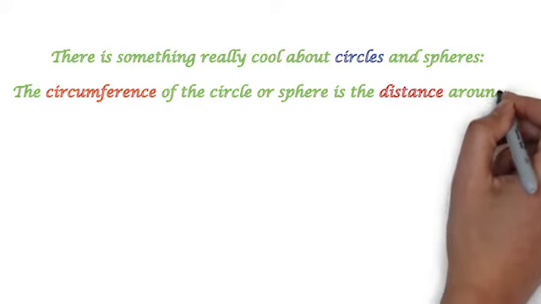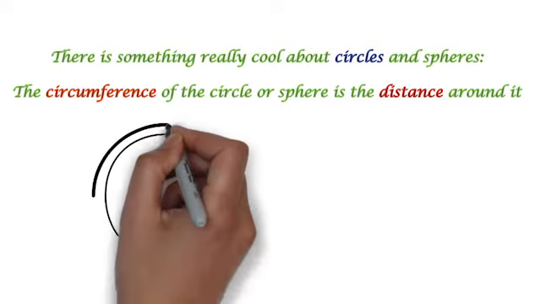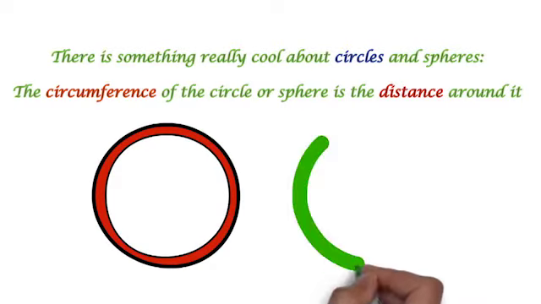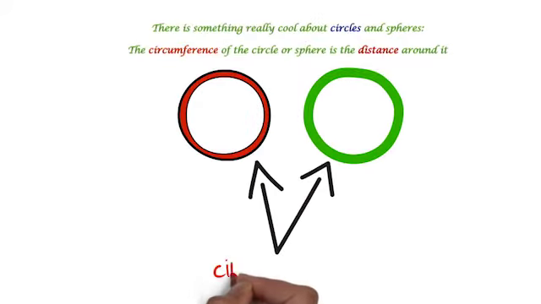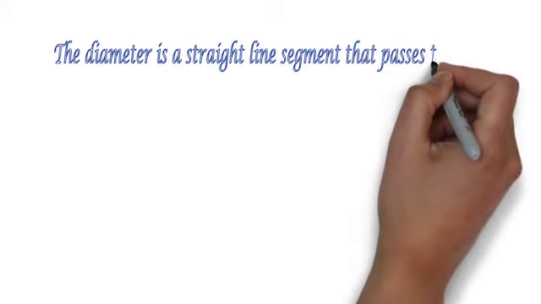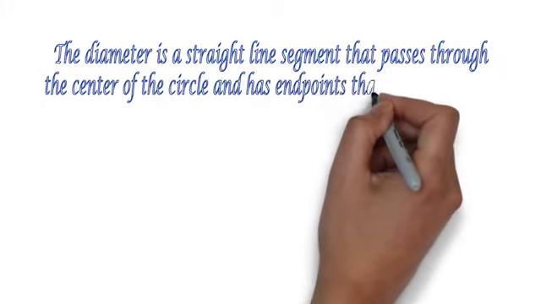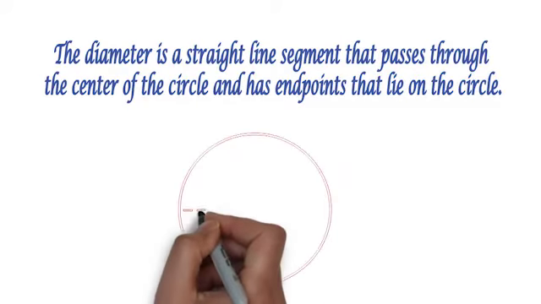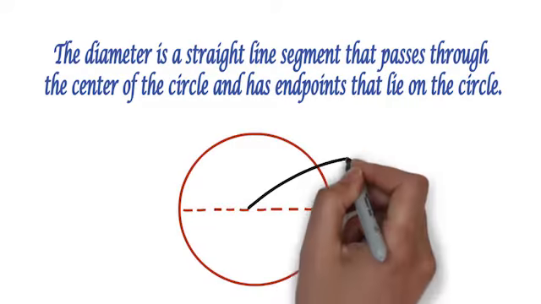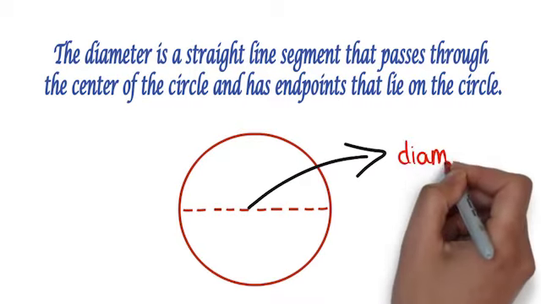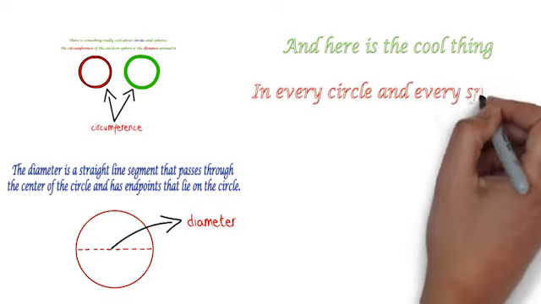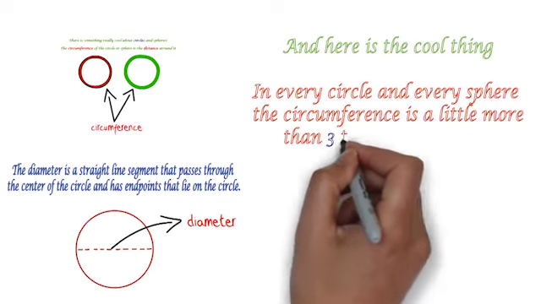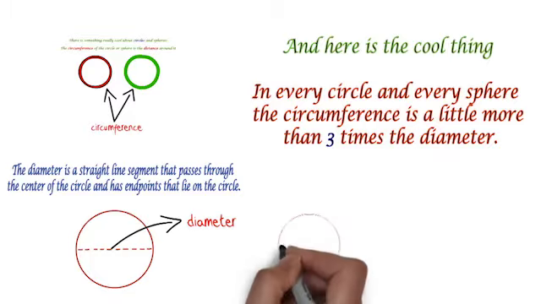So first, a couple of bits of terminology. The circumference of the circle or the sphere is the distance all the way around it, as you can see here. The diameter is the straight line segment that passes through the center of the circle and the endpoints that lie on the circle. So that's what the diameter looks like. And here's the cool thing. In every circle and every sphere, the circumference is always a little bit more than 3 times the diameter.